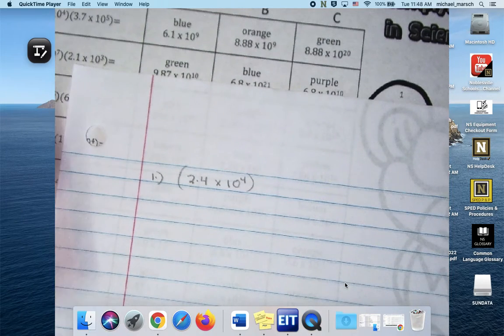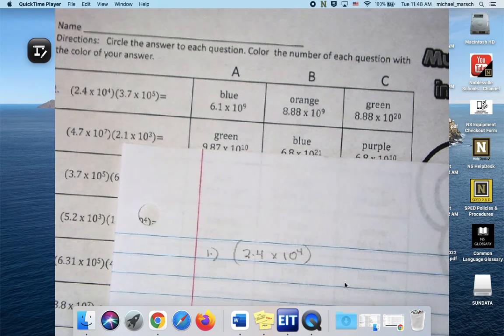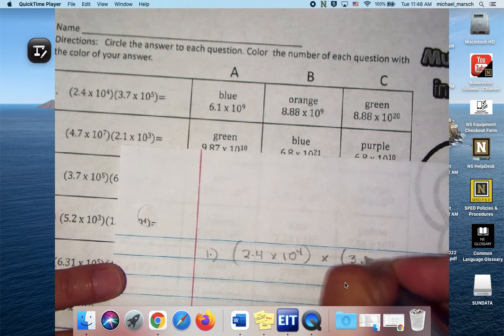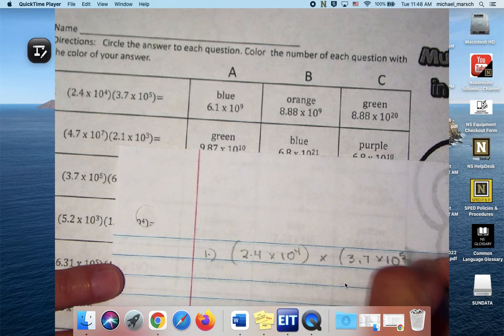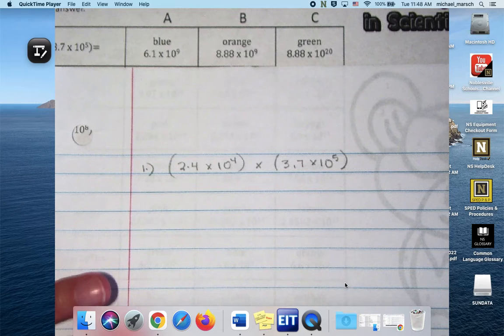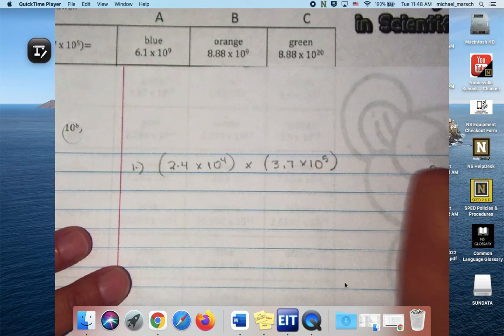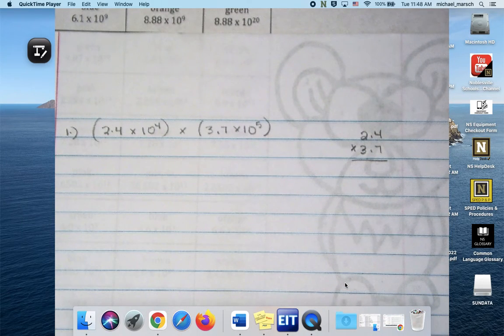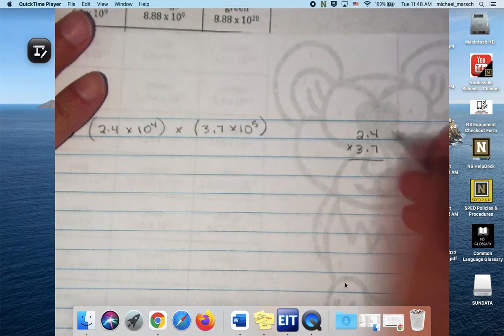And then when you have parentheses right next to each other, what operation is that? Multiplying. 3.7 times 10 to the 5th. So you need to show all the steps for this. So out to the side, I'm going to do 2.4 times 3.7. Who remembers the rules for multiplying with decimals? You multiply like normal.